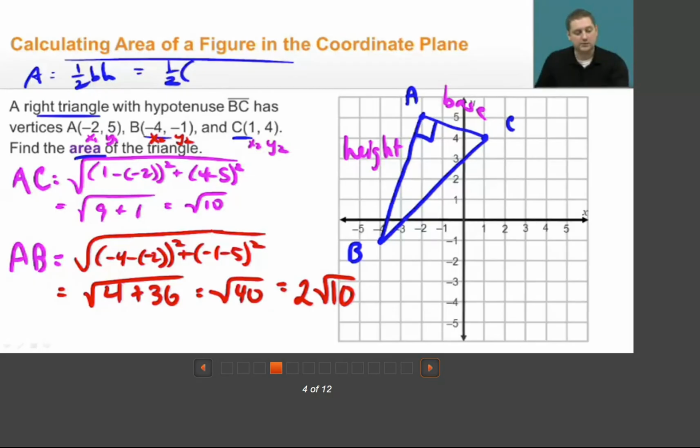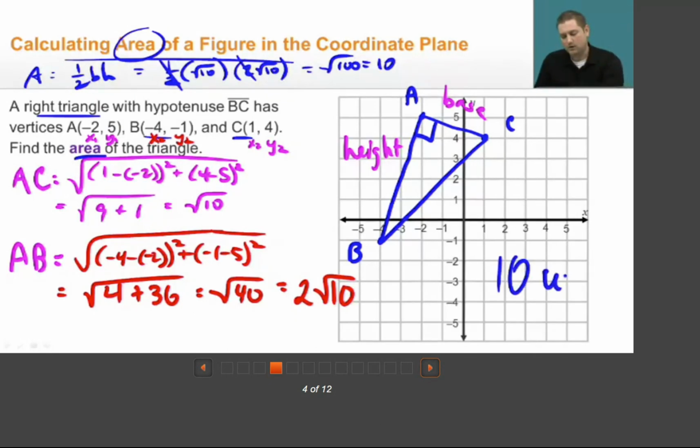1/2 times the base, which we found is the square root of 10, times the height, which we found is 2 times the square root of 10. Well, 1/2 of 2 is just 1. So I'm left with just the square root of 10 times the square root of 10, which gives me the square root of 100, or just 10. Since we're talking about area, we know it's in square units, and therefore the area of this shape is 10 square units.